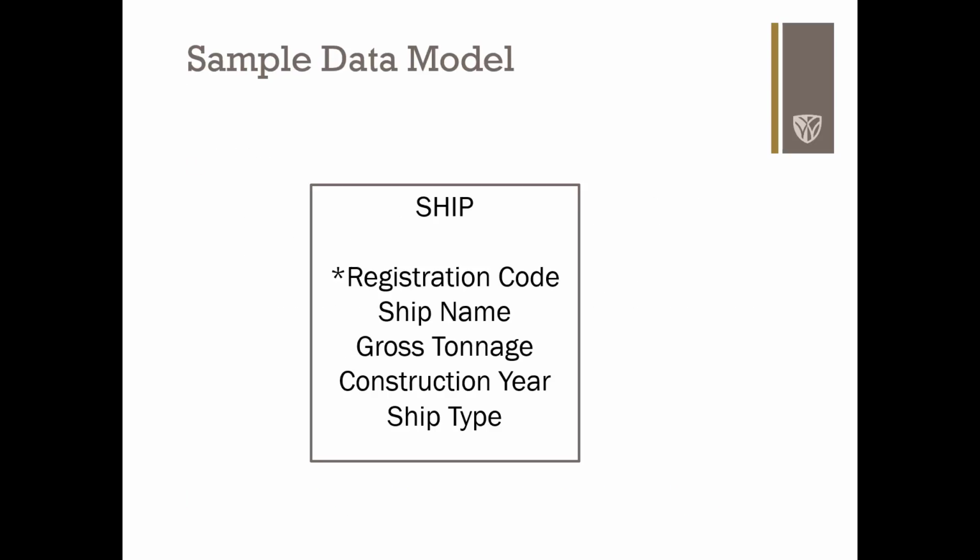Okay, so here's a sample solution to that request. We've got ship as the name of the entity with a registration code, ship name, gross tonnage, construction year, and ship type. And then the ship type in our table would actually be represented by either a cargo ship or a passenger ship.